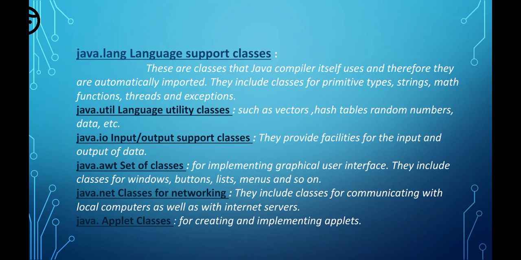Whereas coming to java.awt, AWT stands for Abstract Windows Toolkit. These are used for GUI based applications like our normal WhatsApp or PUBG, whatever you can see. They are all GUI based, I mean graphical user interface based. So we use java.awt to implement applications. Thereafter java.net packages include classes for communicating with local computers as well as internet servers. This is used in computer networking. Coming to the last one, java.applet classes are used to create and implement applets. I'll let you know what applets are in my third video.